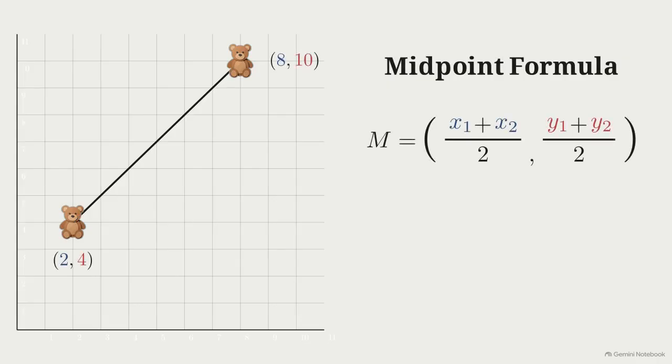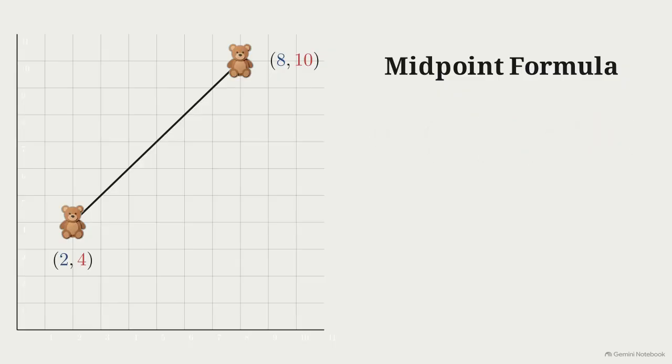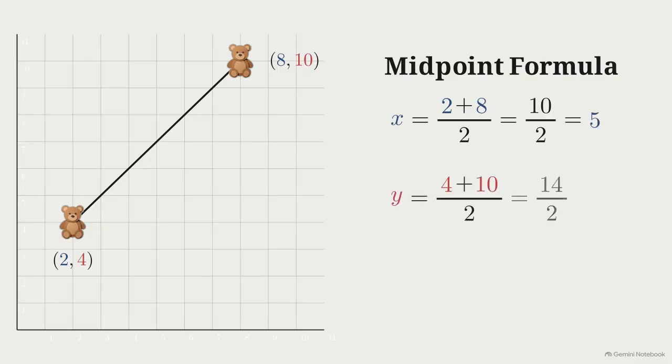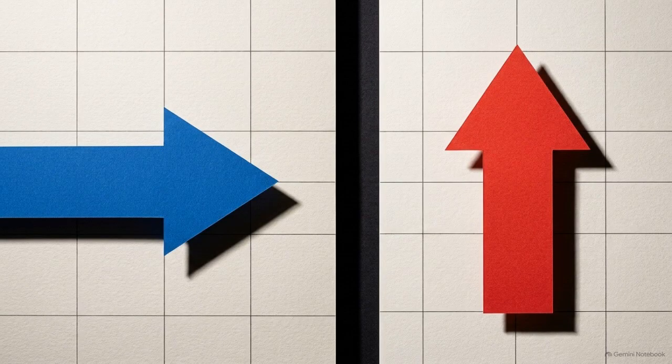We take the coordinates of both bears and find the average. Adding their positions together and dividing by 2 gives us the center point. Look closely at the mathematical breakdown to see why this works. We take the blue x-coordinates for both bears, add them up, and chop them in half. Then we take the red y-coordinates, add them up, and chop them in half. Averaging is the most accurate way to find the middle ground. Horizontal and vertical movements are independent. We handle the blue x values first, then the red y values, and never mix them.